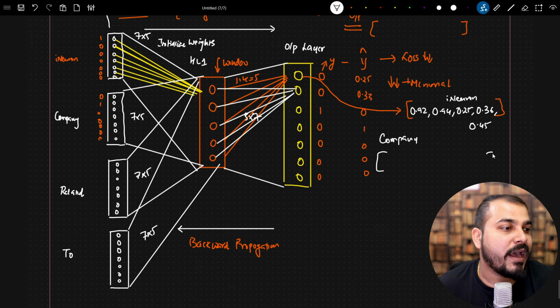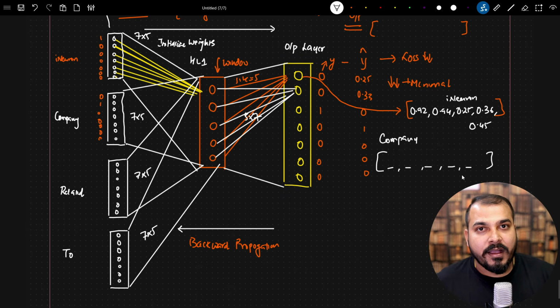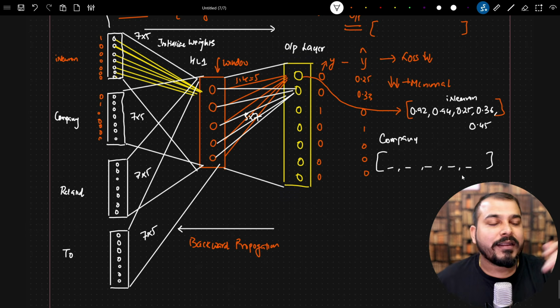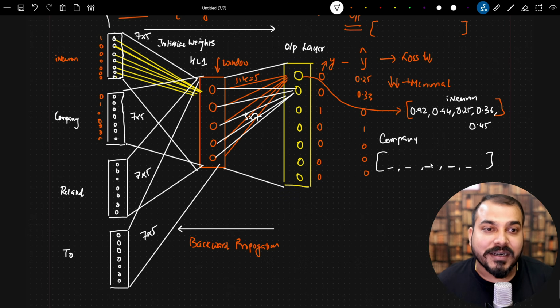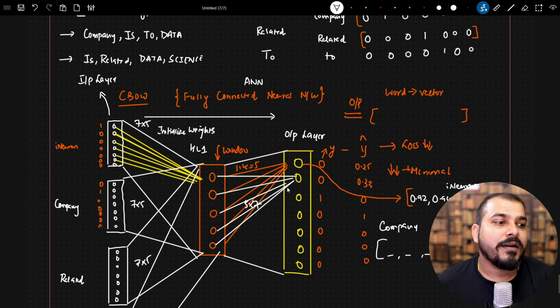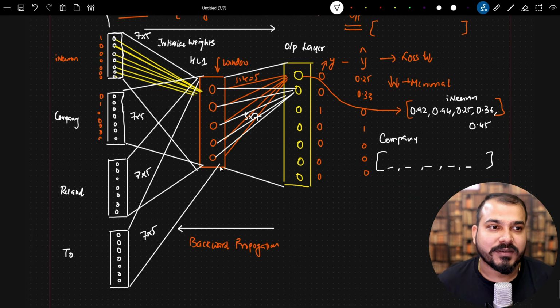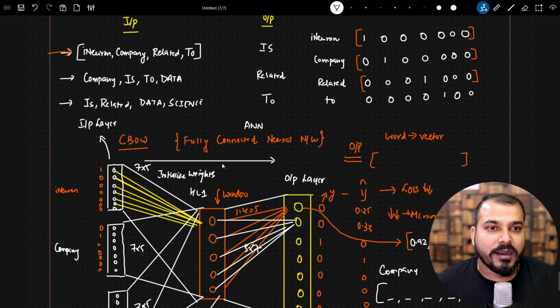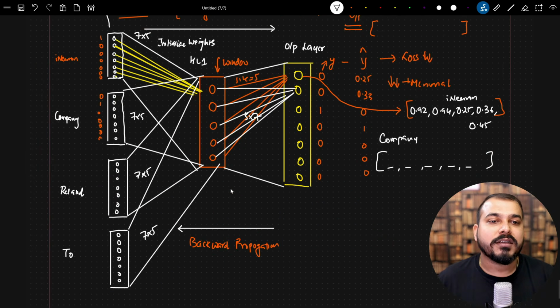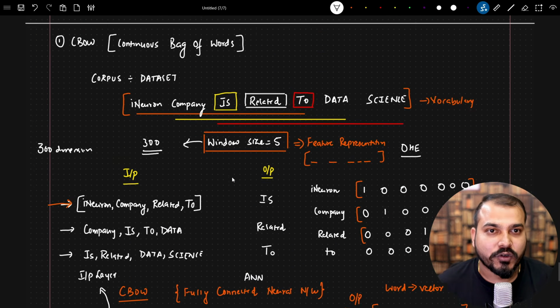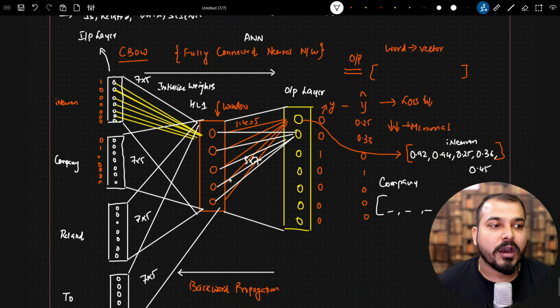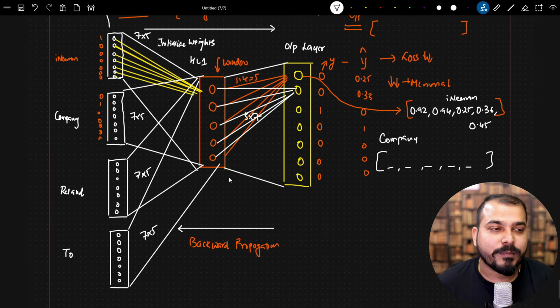For the company, we may have a different vector, but again the size will be 5 dimensions because our window size is 5. With this training of forward and backward propagation, only when the loss is minimal will we be able to get the vectors. That vector is then taken and represented as the feature representation for each and every word. So I hope you are able to understand how Word2vec actually works with respect to CBOW, that is continuous bag of words.